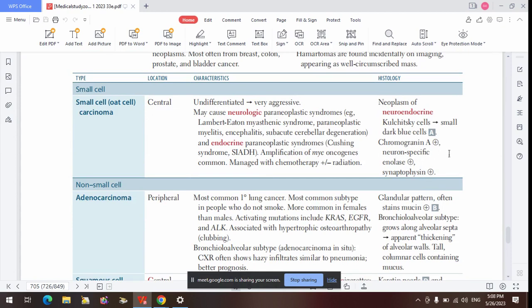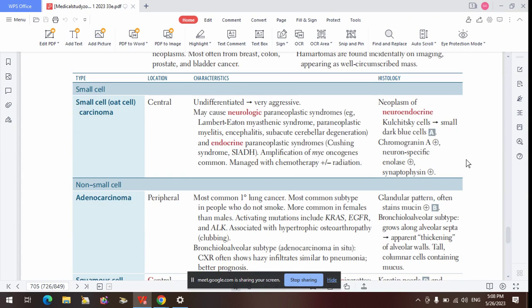In neuroendocrine tumors, chromogranin A is always positive, then synaptophysin. Then you can have the neuron-specific enolase in someone with small cell as well as someone with neuroblastoma. So small cell has the three: chromogranin A, synaptophysin, and neuron-specific enolase.